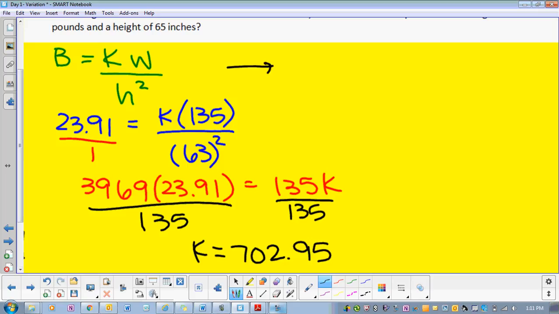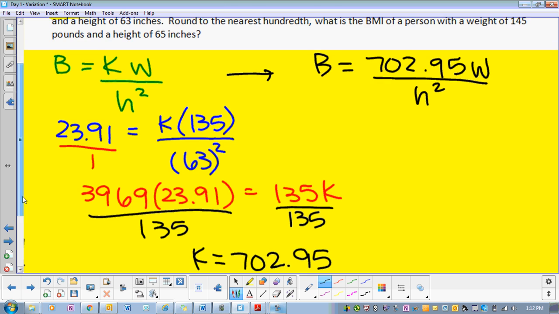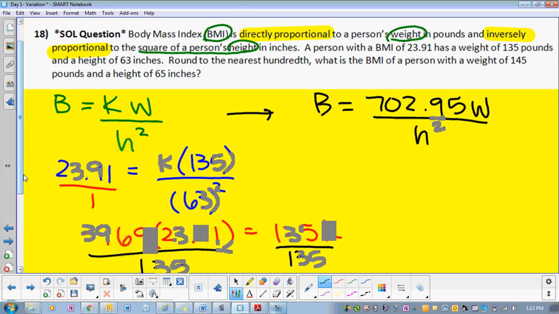So then I have to go and rewrite this. So B equals 702.95 W over height squared. Oh, that's what I did wrong. Because when I got height squared at that point, I didn't put it back in the format. Careful, especially when they give you a whole bunch of variables, and especially if they give you things like squares, square roots, stuff like that.